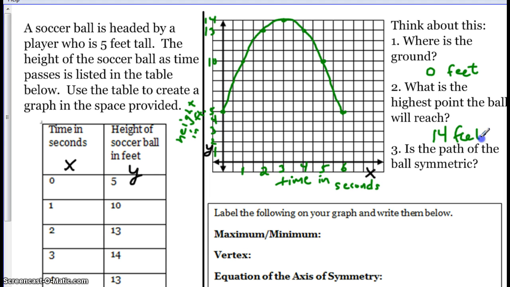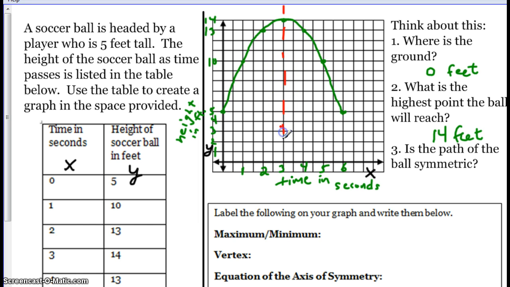And the last question, is the path of the ball symmetric? And that's yes. We could put a line right down the middle, and we call this the axis of symmetry. And if you remember from the absolute value unit, that it also had an axis of symmetry.